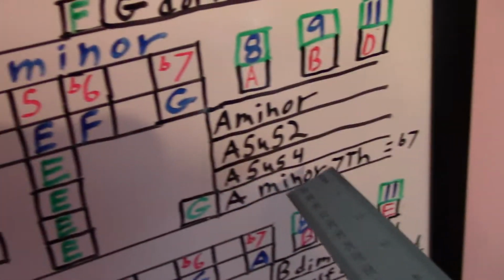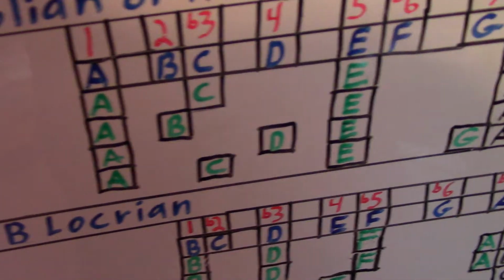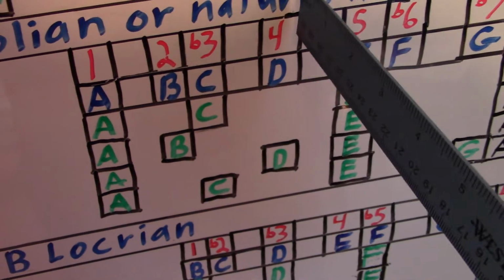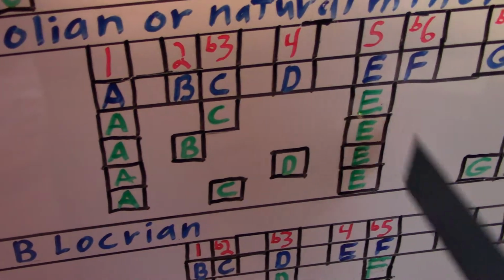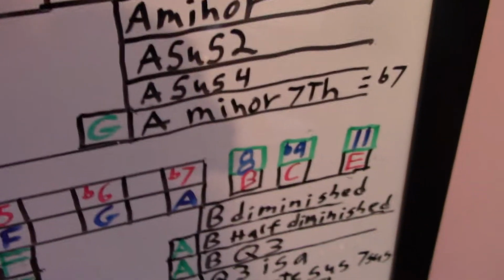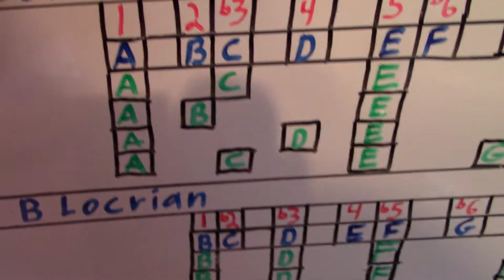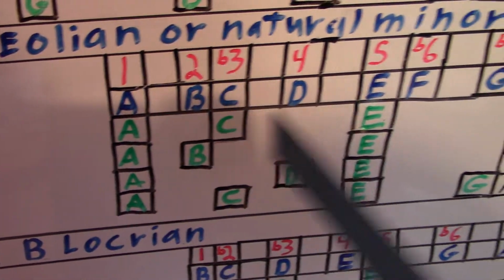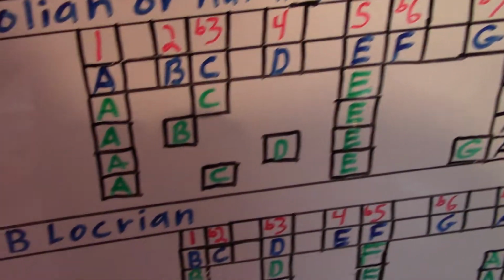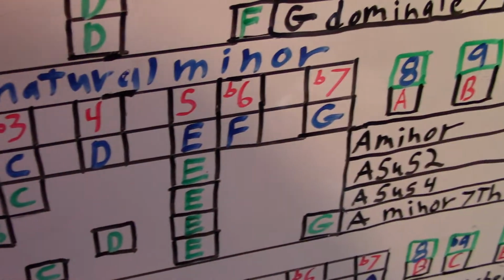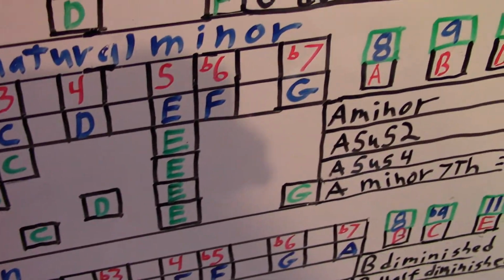Go over here. A sus4. Does anybody know what an A sus4 is? Your root, your fourth, and the fifth, which is A, D, and E. Okay? You got A minor 7th. You know what an A minor 7th is? Root, flat third, fifth, and flat 7. A, C, E, and G. Okay?